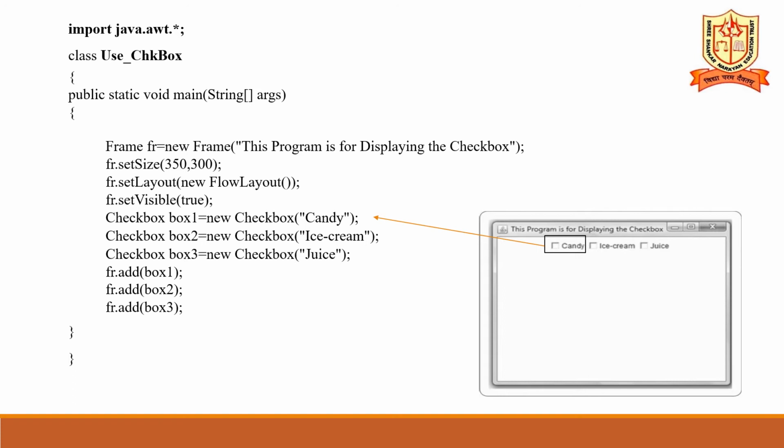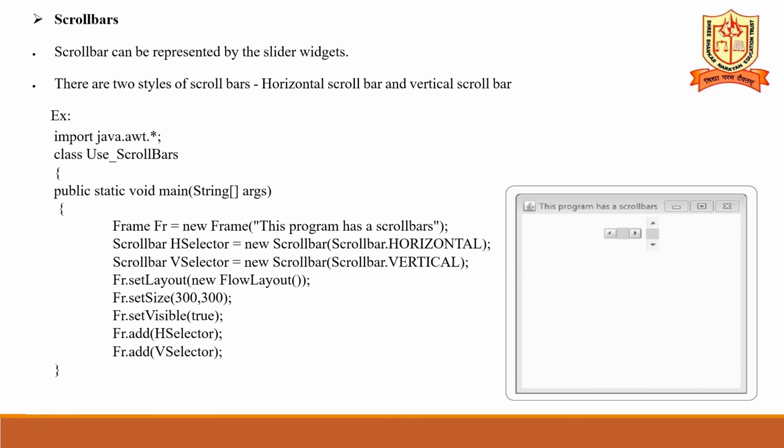In the next video, we will see the next component. Here we will see the next AWT control, that is scroll bar. Scroll bar can be represented by the sliders. There are two types of scroll bars. One is horizontal scroll bar and the other is vertical scroll bar. In this below example, we will see how to create these scroll bars.